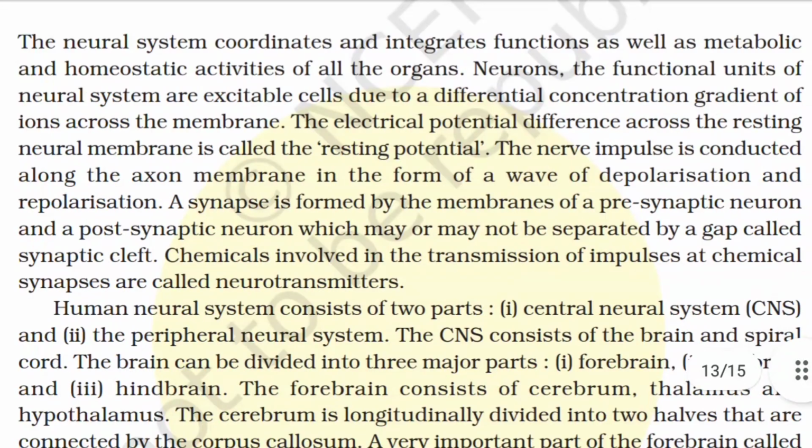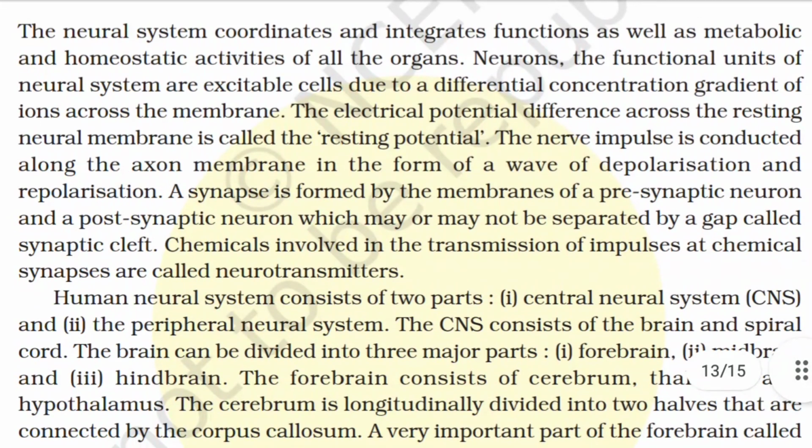Summary. The neural system coordinates and integrates functions as well as metabolic and homeostatic activities of all the organs. Neurons, the functional units of the neural system, are excitable cells due to a differential concentration gradient of ions across the membrane. The electrical potential difference across the resting neural membrane is called the resting potential. The nerve impulse is conducted along the axon membrane in the form of a wave of depolarization and repolarization.